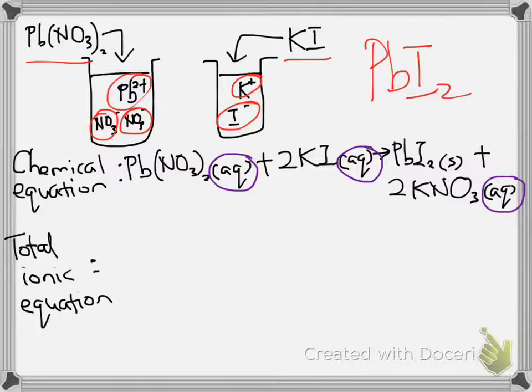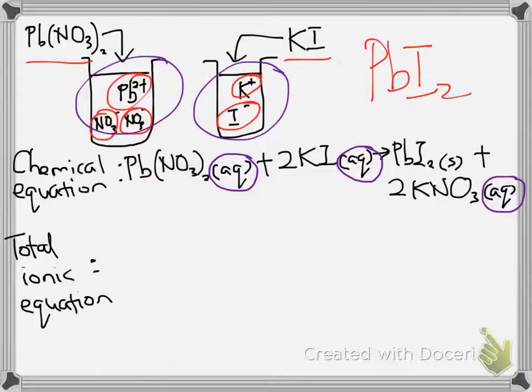Now, what do we do with these aqueous compounds? As you can see here in the diagram, we observe that these compounds, when they are in the aqueous state, they actually dissociate into their corresponding ions. Therefore, in the ionic equation, we will split up the ionic compound, the formula of the ionic compound, into its individual ions.